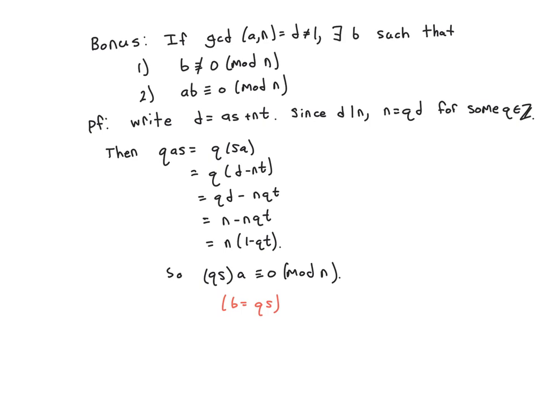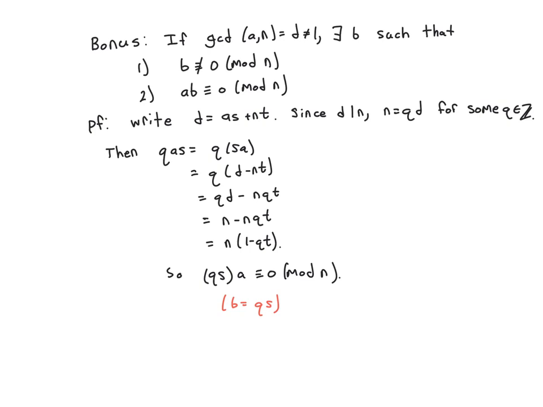And here is a bonus result that's not in the book, but I thought it would be worth pointing out because it's proven in a similar manner. If the GCD of a and n is some integer d that's not equal to 1, then you can find an integer b such that b is not congruent to 0 mod n, but a times b is congruent to 0 mod n. This is a fact that's sometimes used in other parts of the course, but it's kind of interesting to note.